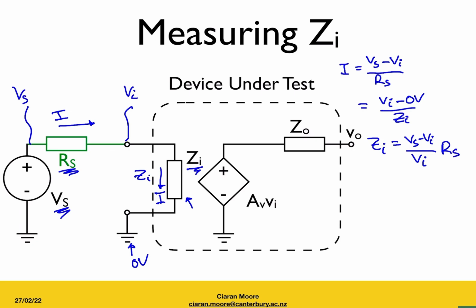A couple of things to be aware of. We want to choose the size of Rs to be approximately similar, well, within an order of magnitude of the impedance that we expect for Zi. Doing that will ensure that Vs and Vi aren't too close to each other and aren't too close to 0. And if we do that properly, we should get a nice accurate calculation of what the input impedance for our unknown device is.